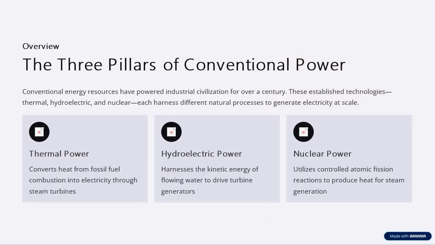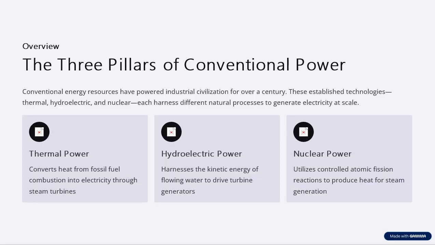There are three pillars of conventional power. Conventional energy resources have powered industrial civilization for over a century. These are established technologies, called thermal, hydroelectric, and nuclear. Each harnesses a different natural process to generate electricity at a very large scale.